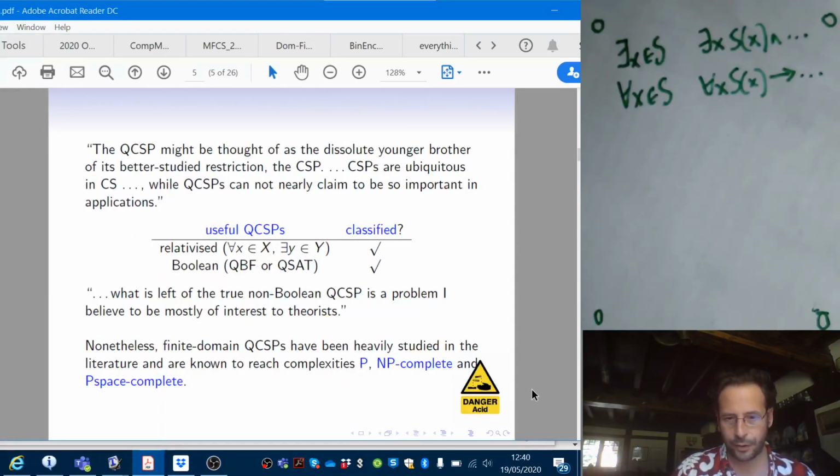So what's left of the non-Boolean QCSP is a problem I believe to be mostly of interest to theorists. And I think that is more or less true, but I want to try to persuade you today that it still has a beautiful underlying mathematical theory, and that's why it's worthy of study. Finite domain QCSPs have in fact been heavily studied in the literature and are known to reach complexities P, NP-complete, and PSPACE-complete. The CSP can only reach complexities P and NP-complete.